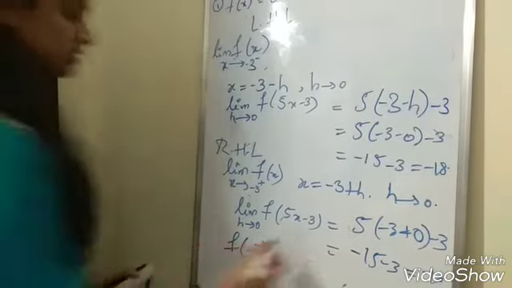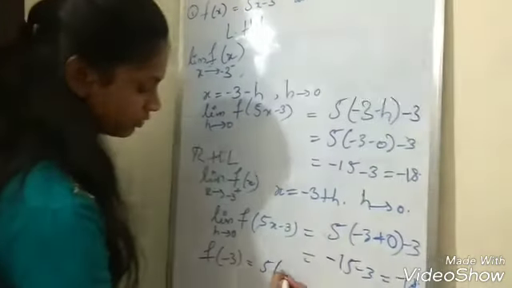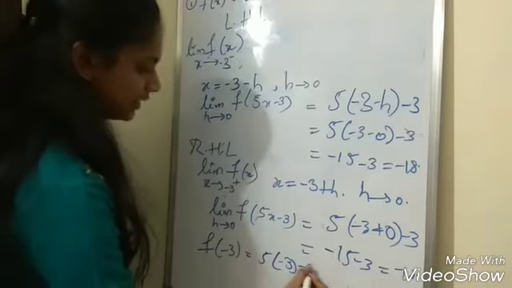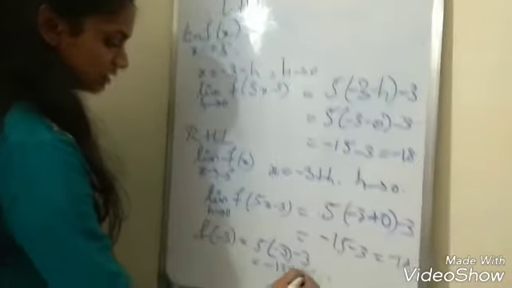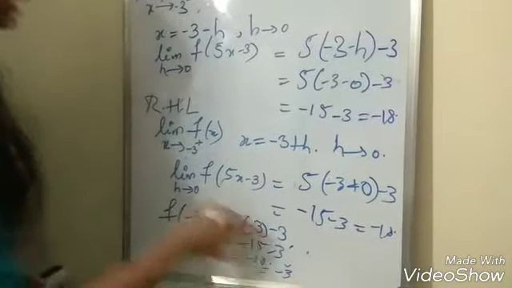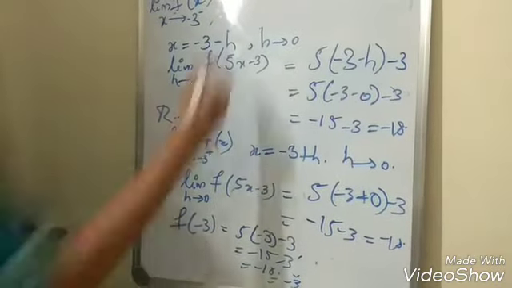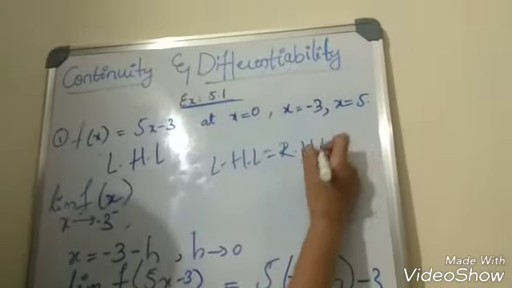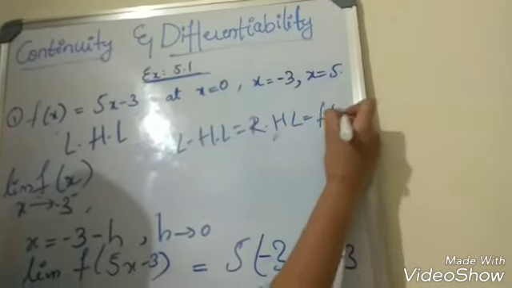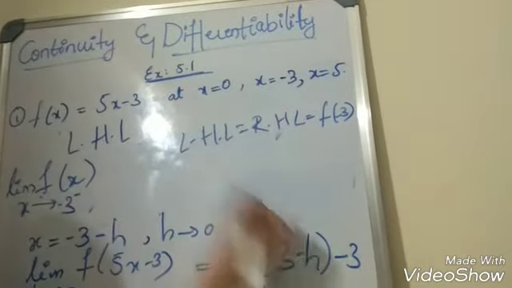Now let's check the value of f of minus 3. What is f of minus 3? 5 into minus 3 minus 3. 5 into minus 3 is minus 15 and minus 3, which is equal to minus 18. So here we found that its left hand limit is equal to its right hand limit, which is equal to f of minus 3. Hence, it is continuous at x is equal to minus 3.